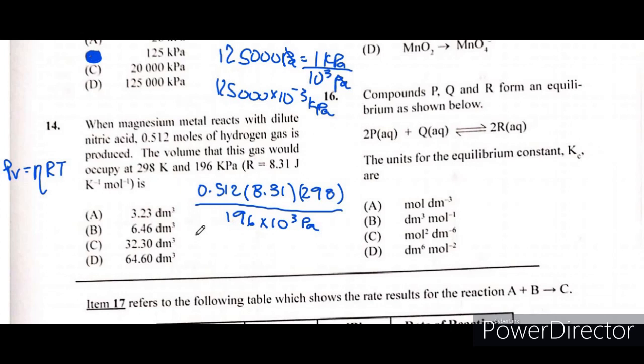6.446 times 10 to the minus 3. Now that's in meters cubed. So let me clear this a bit to show you how we'd get it to dm cubed now.